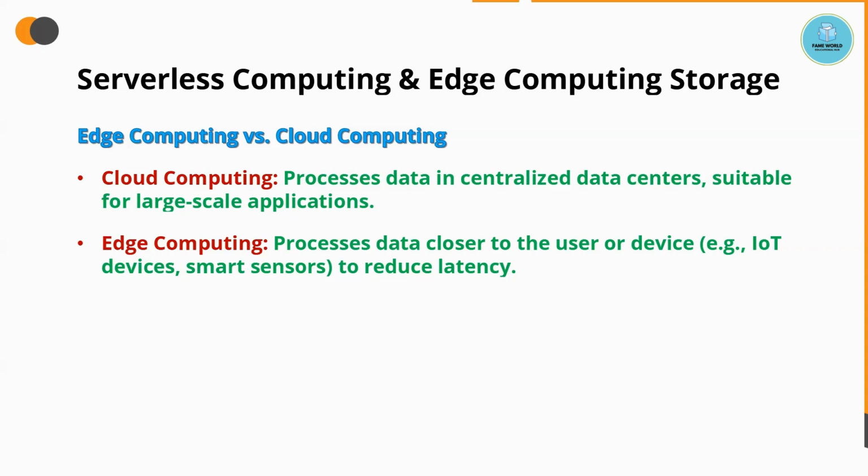In edge computing, the technology processes the data close to the user or the device, and it's useful for situations that require real-time data processing and analysis. When we talk about cloud computing, it processes the data in centralized data centers, suitable for large scale applications. Whereas edge computing processes the data closer to the user or device, for example IoT devices and smart sensors, to reduce latency.